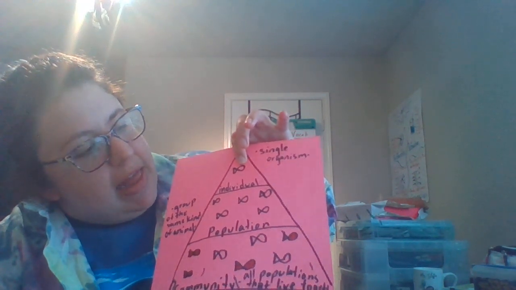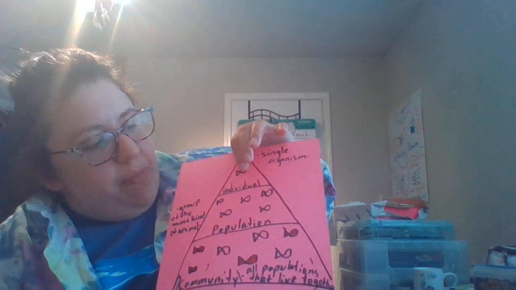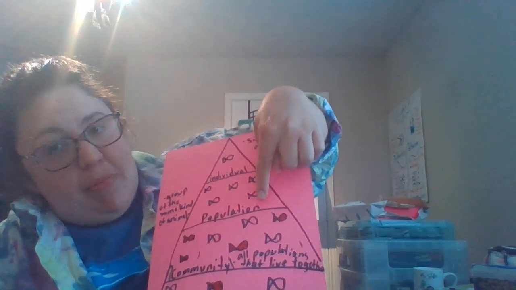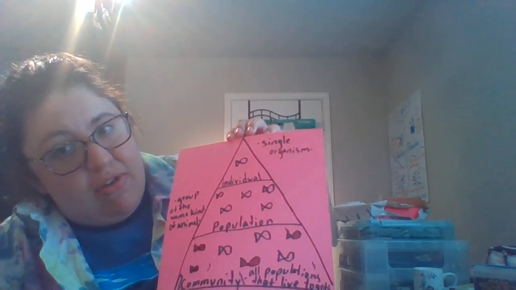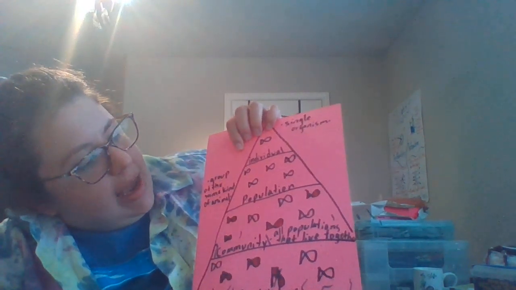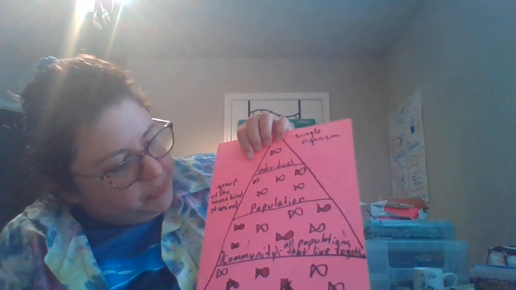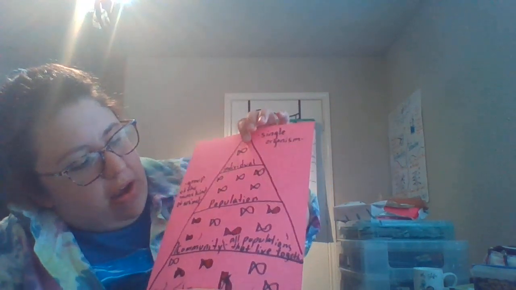All right, and then if you have more than one individual, that makes up your population. So here's 1, 2, 3, 4, 5 of these pink fish in this aquatic ecosystem, and that makes up the population. It's a group of the same kind of animal. In this example, it's a pink fish.